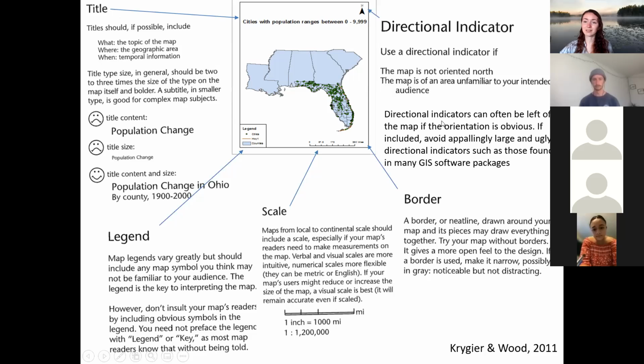Also, a directional indicator can be helpful. It's not necessarily always required. Generally, north is assumed to be up. But if you do adjust your map at all and north is facing a different direction, you definitely want to include it. And also, if it's maybe an unfamiliar area to your reader, maybe not everyone knows where Florida is, then you'd want to include it to make sure they're oriented correctly.